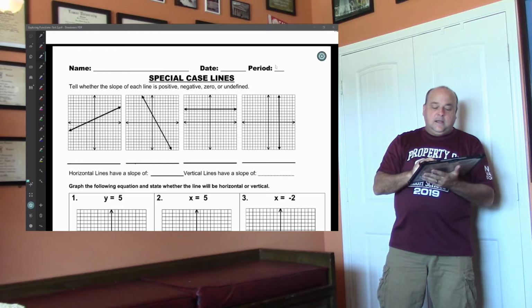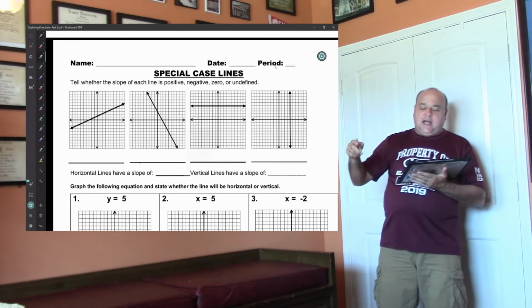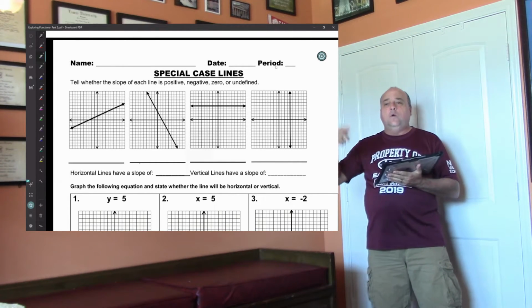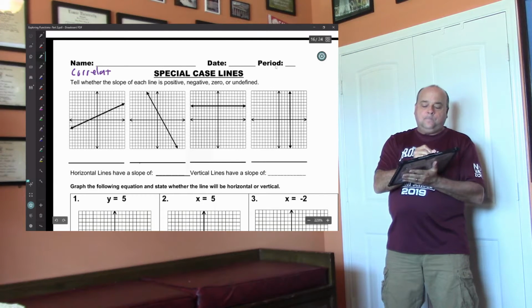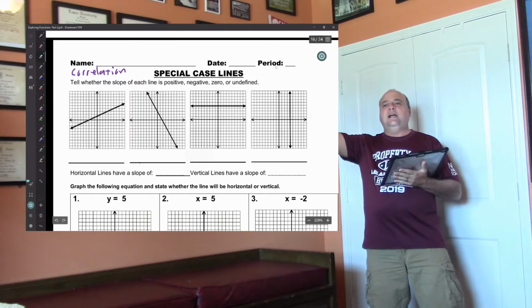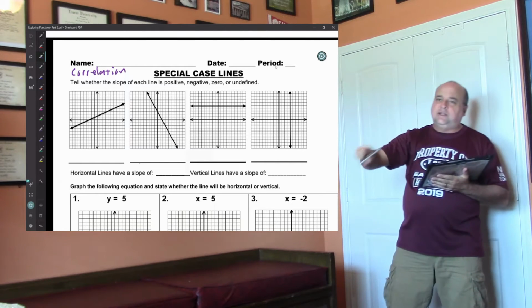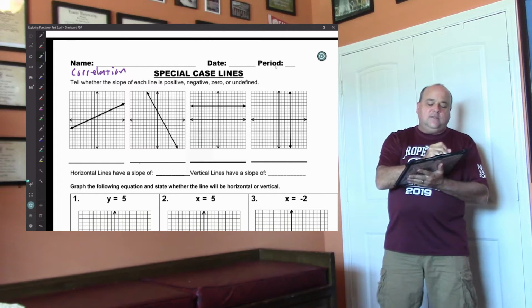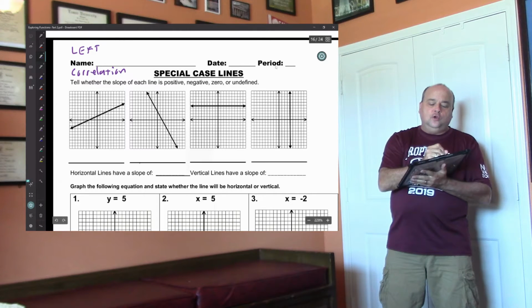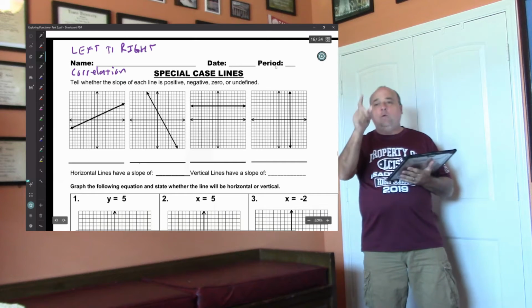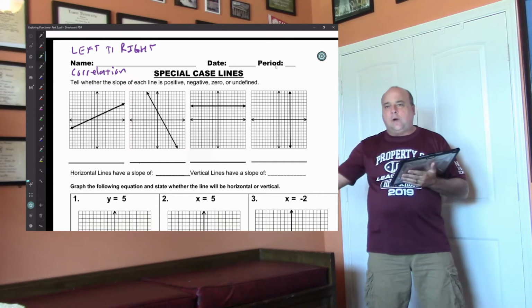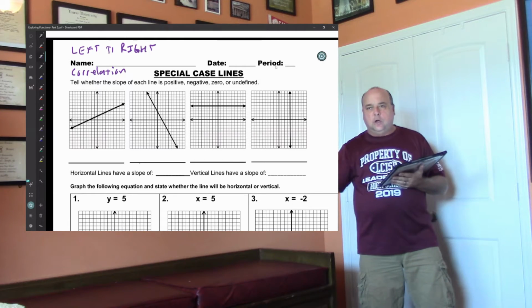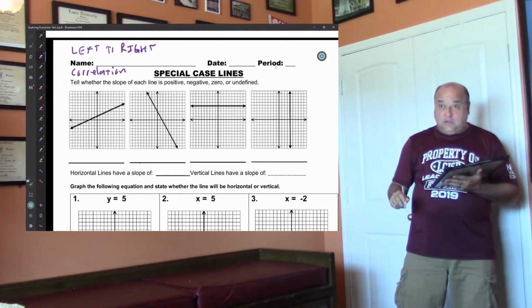Okay, very quickly. Tell whether each line is positive, negative, zero, or undefined. What these are called, write this down, is correlations. If the line goes up, it has a positive correlation. If the line goes down, it has a negative. And you read this from left to right, just like you do a book. That's why when you do the slope, you go up or down to the right. That's the way you read the slope of a line. That's how I'm teaching you to do this.